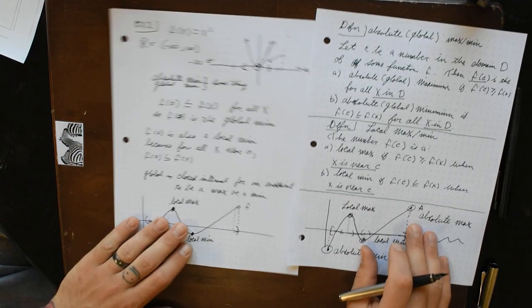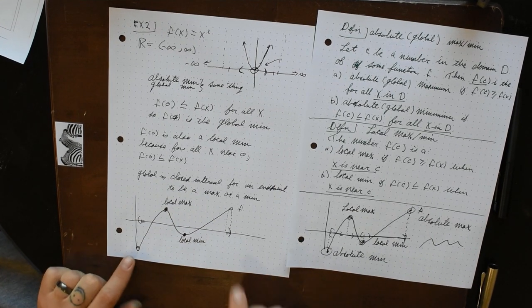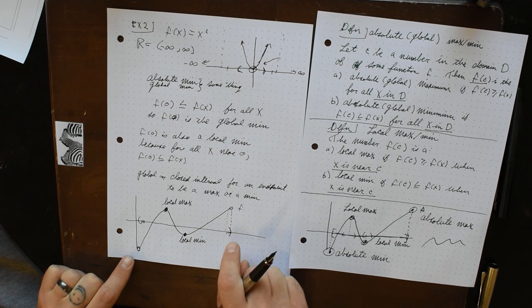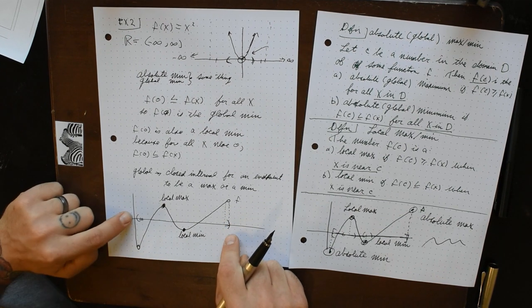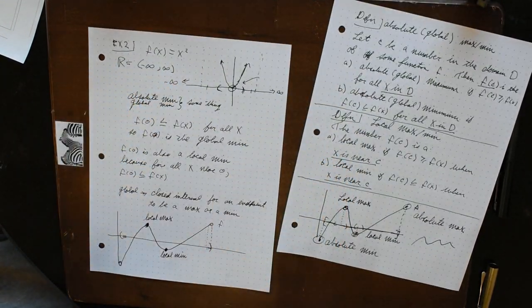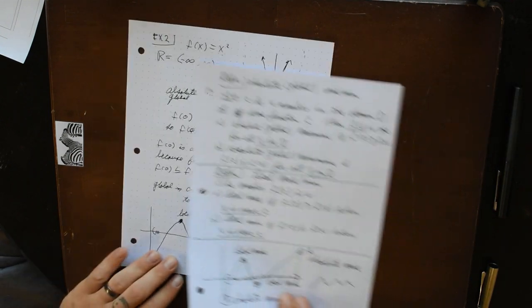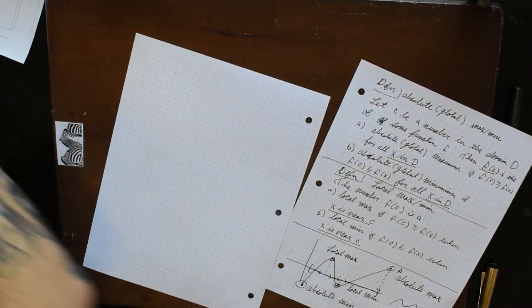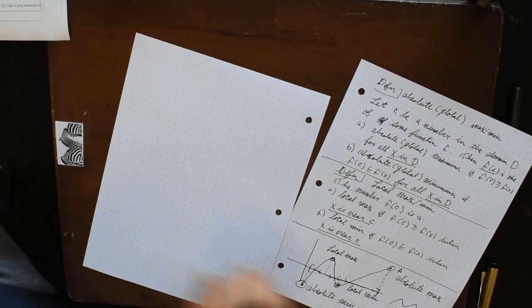So, the point I'm trying to say is, in order for your endpoints to be considered a global maximum or minimum, you have to have a closed interval. With this open interval and this open interval, you will not have global maximums or minimums at the endpoints. Perfect, I hope. Let's see what is next.